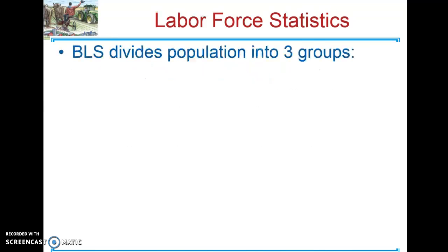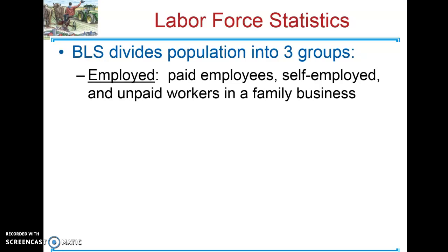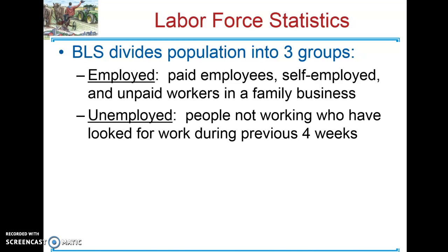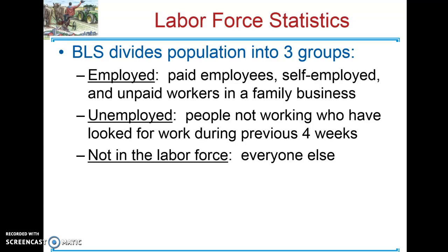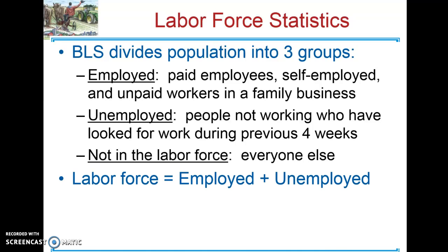The BLS divides population into three different groups: employed, paid employees, self-employed, and unpaid workers in a family business. Unemployed is people not working who have been looking for work for at least the previous 4 weeks. Not in the labor force would include everyone else. Labor force is those that are employed plus those that are unemployed, the total number of workers.